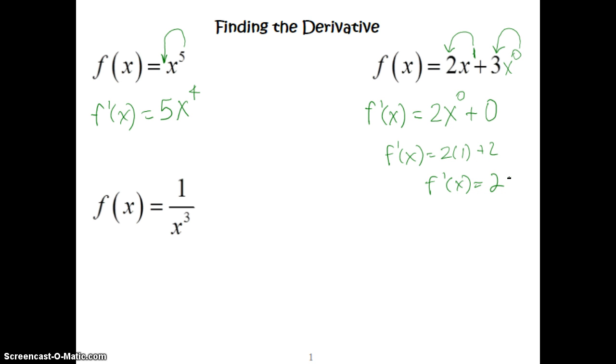So whenever you have a constant, essentially that constant, when you take the derivative, the constant just drops out. So once you get some more practice with these, you'll see these become pretty easy.